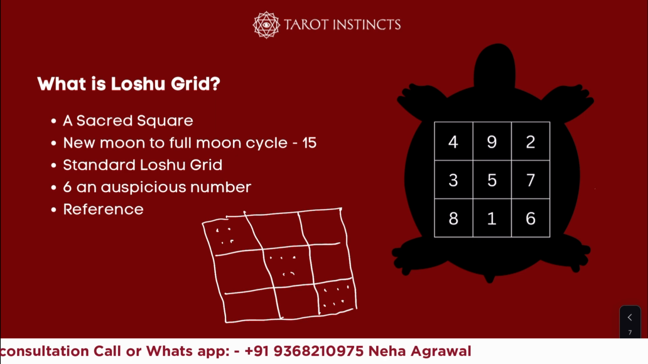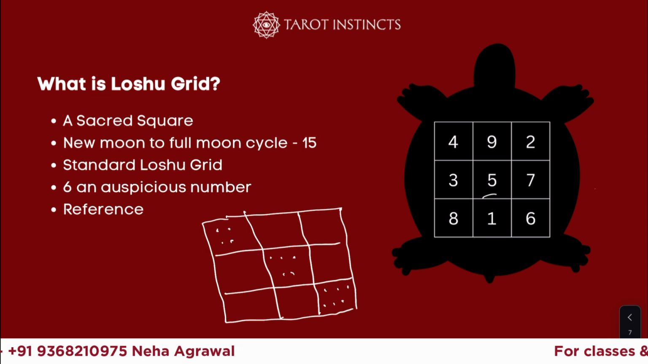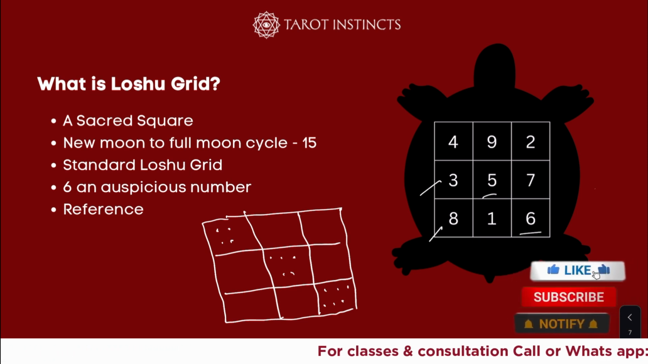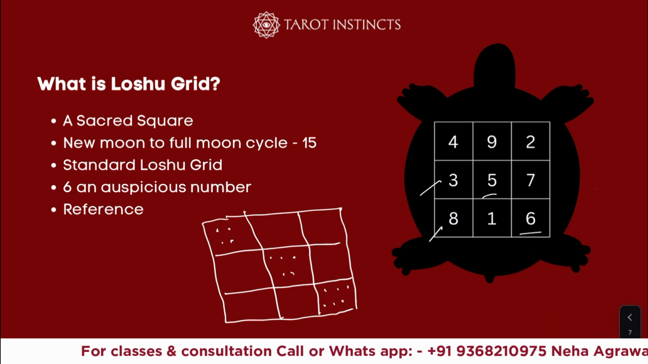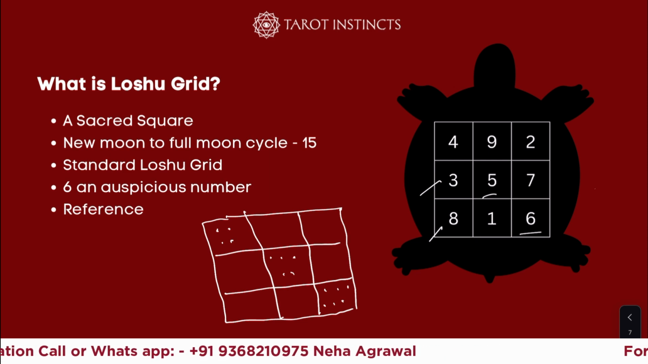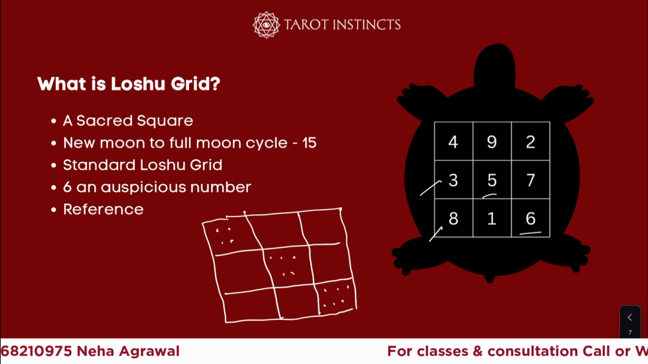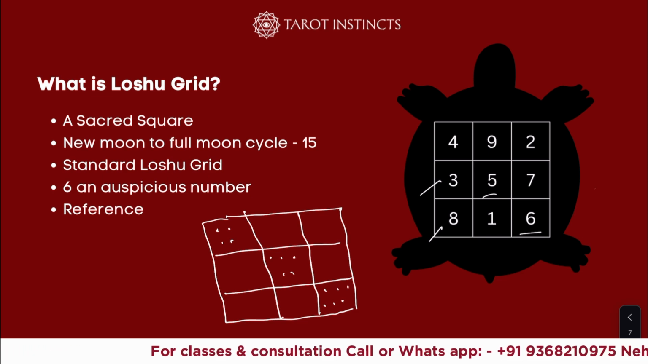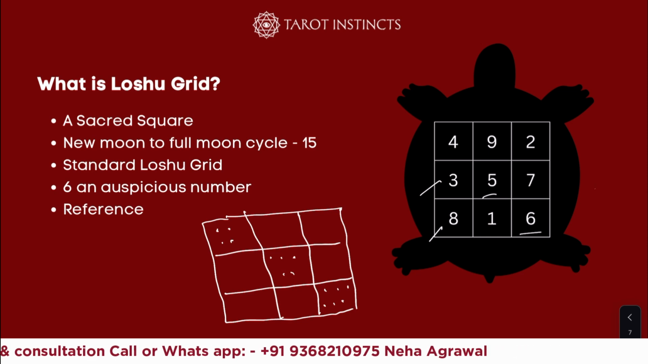So you must be having a question: why is this 4 placed here only? Why is this 5 placed here only? Why is this 6 placed here only? Why not here or here? There is a reason behind it, because this is also the fundamental tool of feng shui, the ancient Chinese art of harmonizing people with their environments. Practitioners use the grid to analyze the energy flow in a space and make adjustments to improve health, prosperity, and well-being, because the Lo Shu Grid represents balance and harmony.